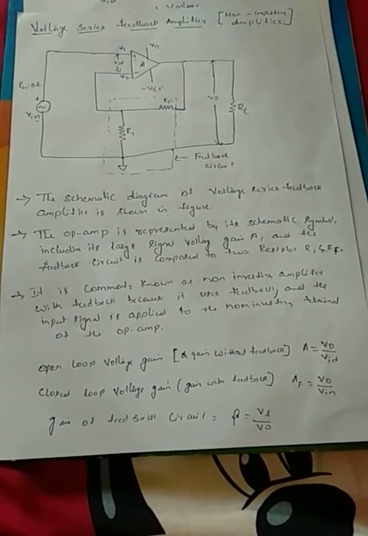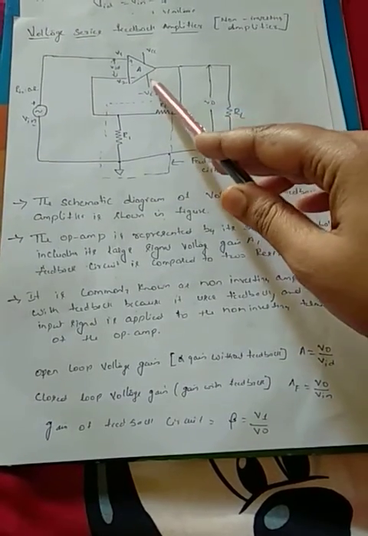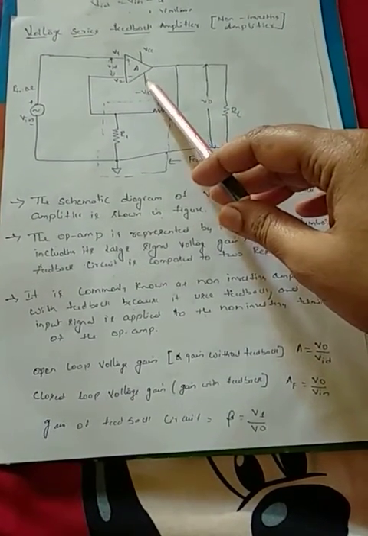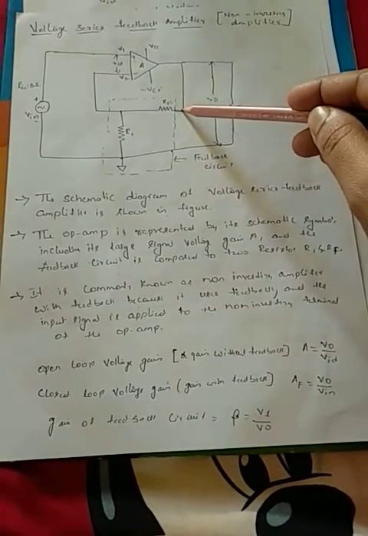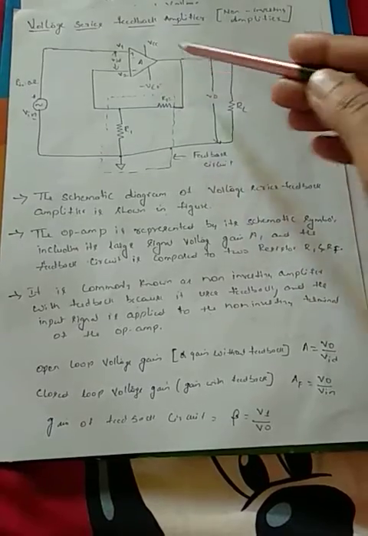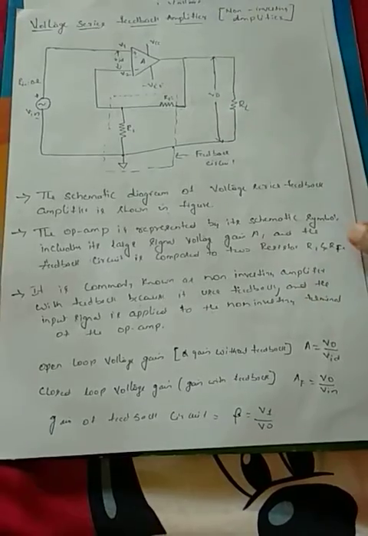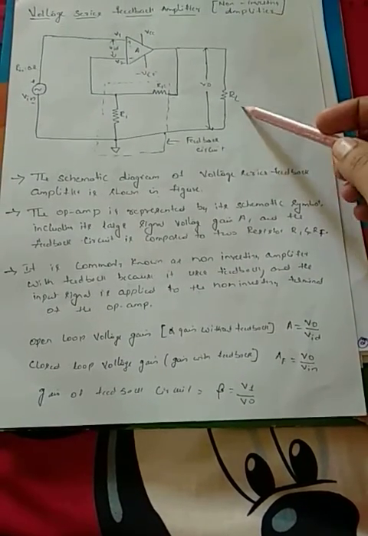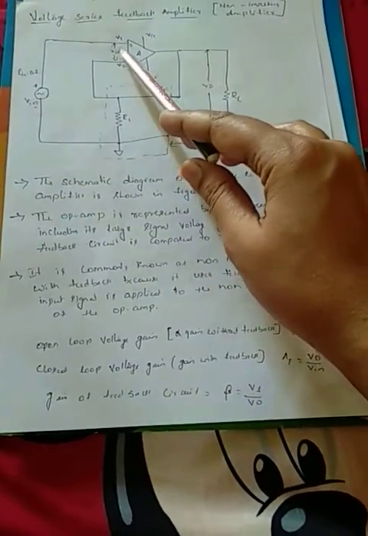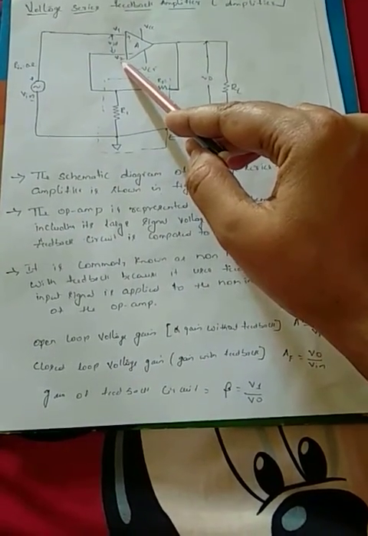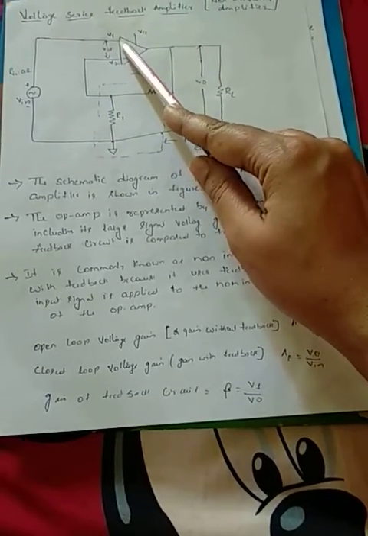The op-amp is represented by its very large voltage gain. We already know that the op-amp has a very large gain, that is infinite gain, and the feedback circuit is represented by R1 and RF. Here you can observe the input is connected to the non-inverting terminal and the feedback is given to the inverting terminal. RL is the load resistance, V0 is the output, Vin is the input we are giving. VID is the difference between V1 and V2. This difference signal we give to the op-amp, so VID is equal to V1 minus V2.